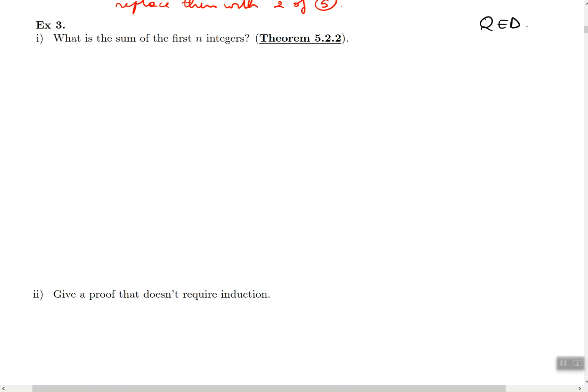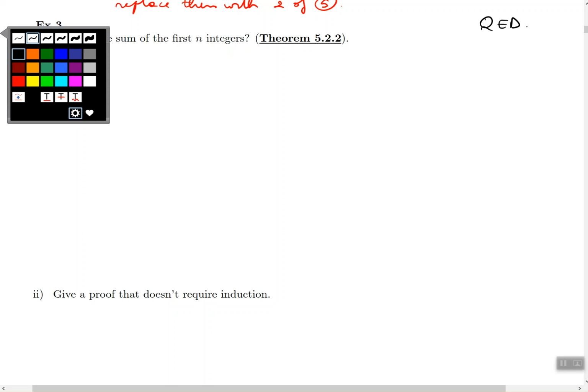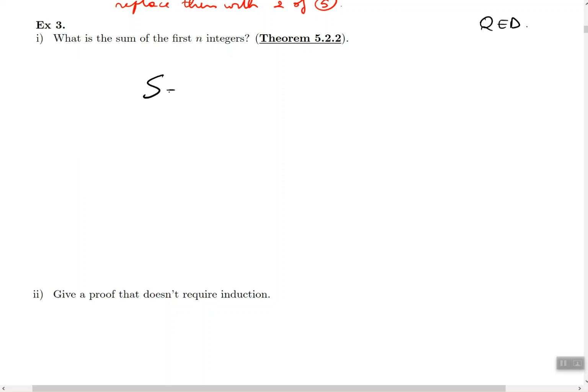Okay, so here's another example that is pretty interesting. This is also from your book. So if you read the lecture or the notes in the book, you should already know the answer to this one. It says, what's the sum of the first n integers? So in other terms, we're looking for the summation. So we're looking for the solution to basically something like this.